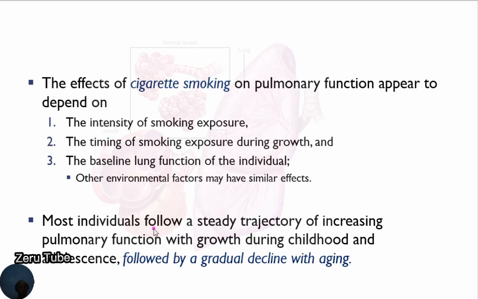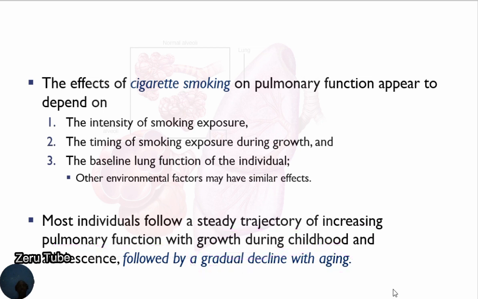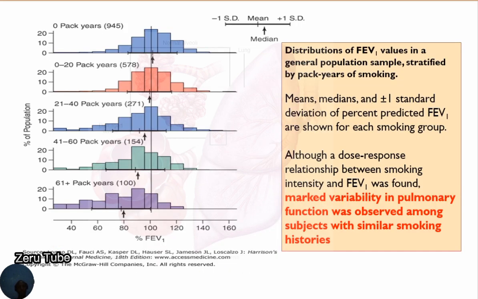Most individuals follow a steady trajectory of increasing pulmonary function with growth during childhood, followed by gradual decline with age. So this is another factor which determines the effect of cigarette smoking on COPD. This is a picture of the graph which shows cigarette smoking pack-years and the development of COPD.